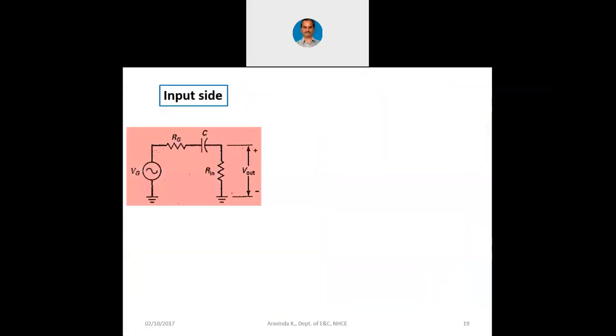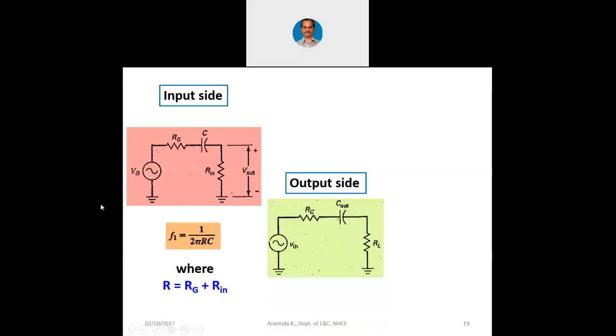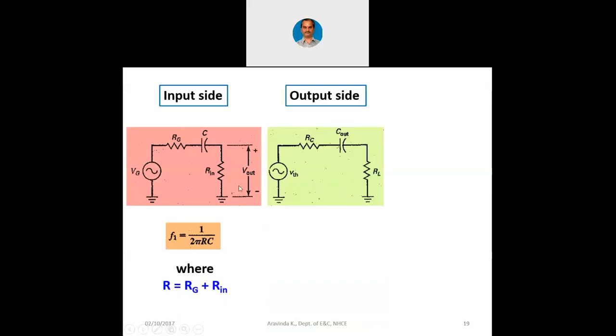Now at the input side, we have this model. We have input resistance along with the input capacitance. So we have F1 equals 1 over 2 pi RC, where R equals RG plus R in. At the output side, we have this Thevenin's equivalent, then the collector resistance, along with that a series capacitance, then we have RL.